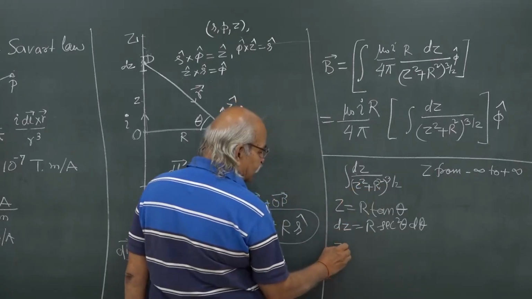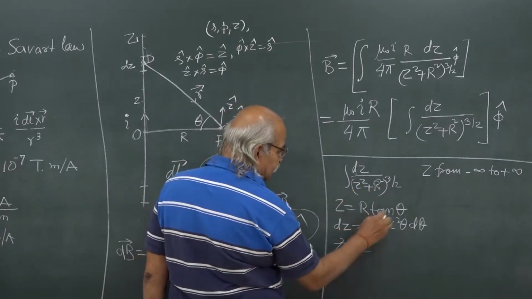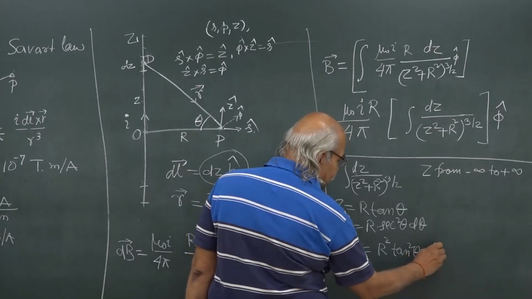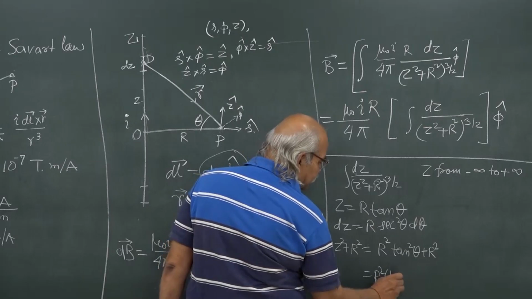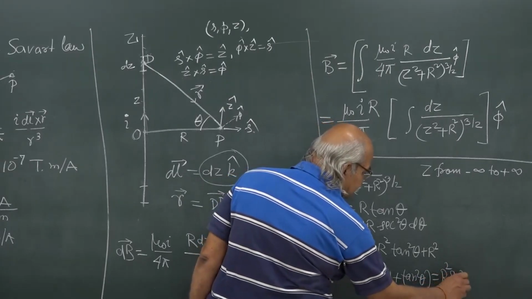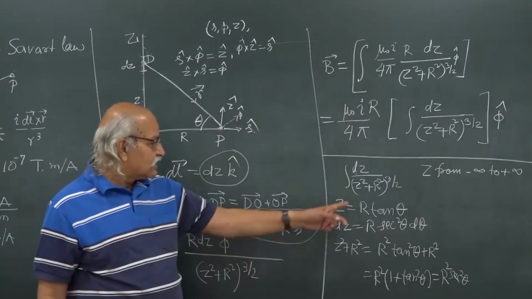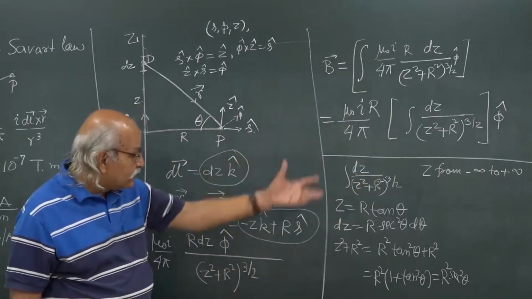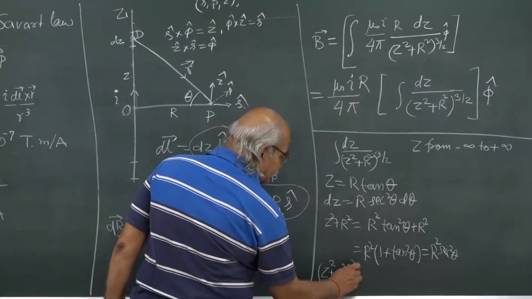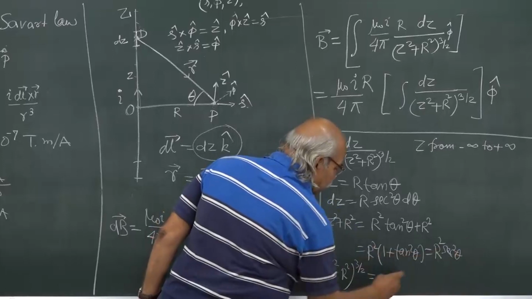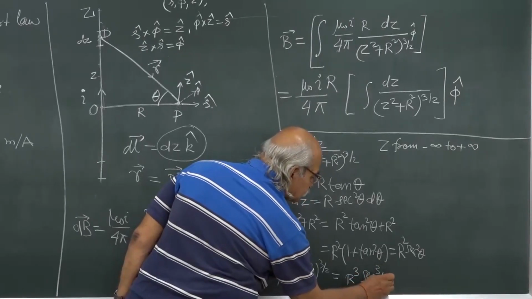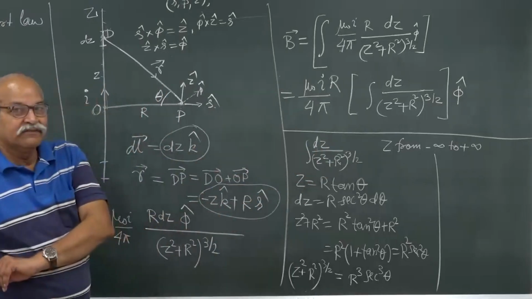Now z² + r²: z² is r² tan²θ, plus r², taking r² common, 1 + tan²θ, and that is r² sec²θ. So (z² + r²)^(3/2) will be r³ sec³θ. Put everything here and see what happens.